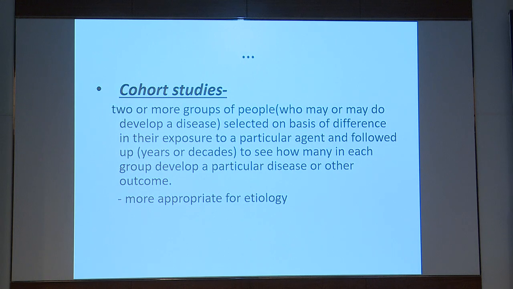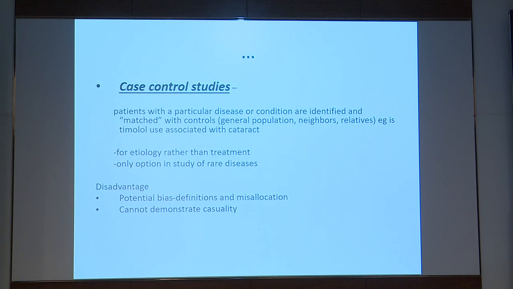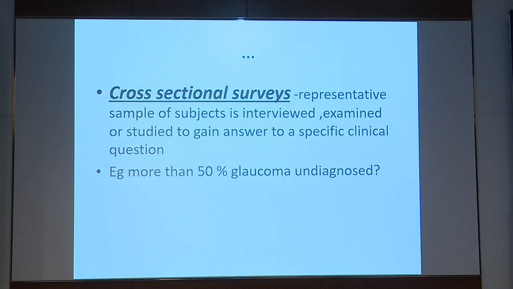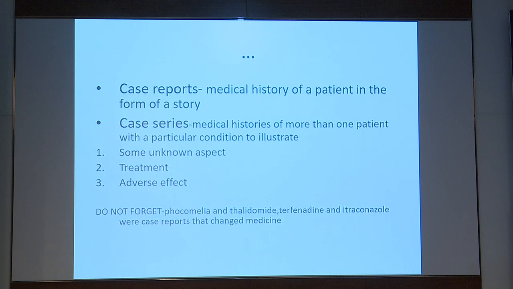Cohort studies, when two or more groups are selected on the basis of difference to the exposure. So tobacco, no tobacco, right? Or high-collared shirts, no high-collared shirts, and whether I develop glaucoma, right? So there are two groups, two cohorts, which are similar cohorts, right? And you have case control studies, so you find your case. So many of my things are case control studies. So even when I've done something like Wolfram, I will compare it with conventional AI, which other people have done. So I will find comparative groups and studies. Cross-sectional, like I told you, a representative sample is interviewed, examined, or studied to gain an answer to a specific clinical question. And case reports and case series.